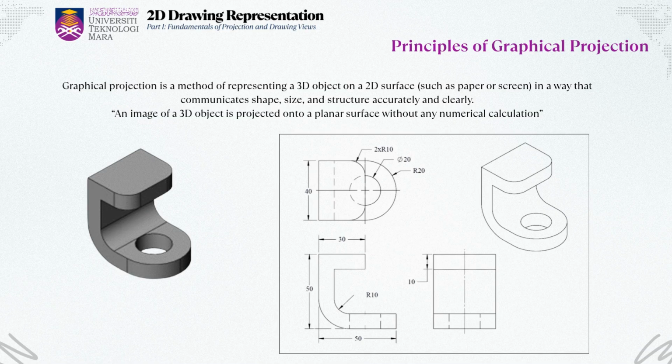As you can see from the drawing in this slide, we have a 3D mechanical part. When we apply projection, we create 2D views that lay out the object's features in a clear and measurable way. This includes dimensions like radius, diameters, and linear lengths, all shown in accurate scale. The quote here puts it simply: an image of a 3D object is projected onto a planar surface without any numerical calculation. That means everything you see in a 2D technical drawing, front view, top view, side view, comes directly from this concept.